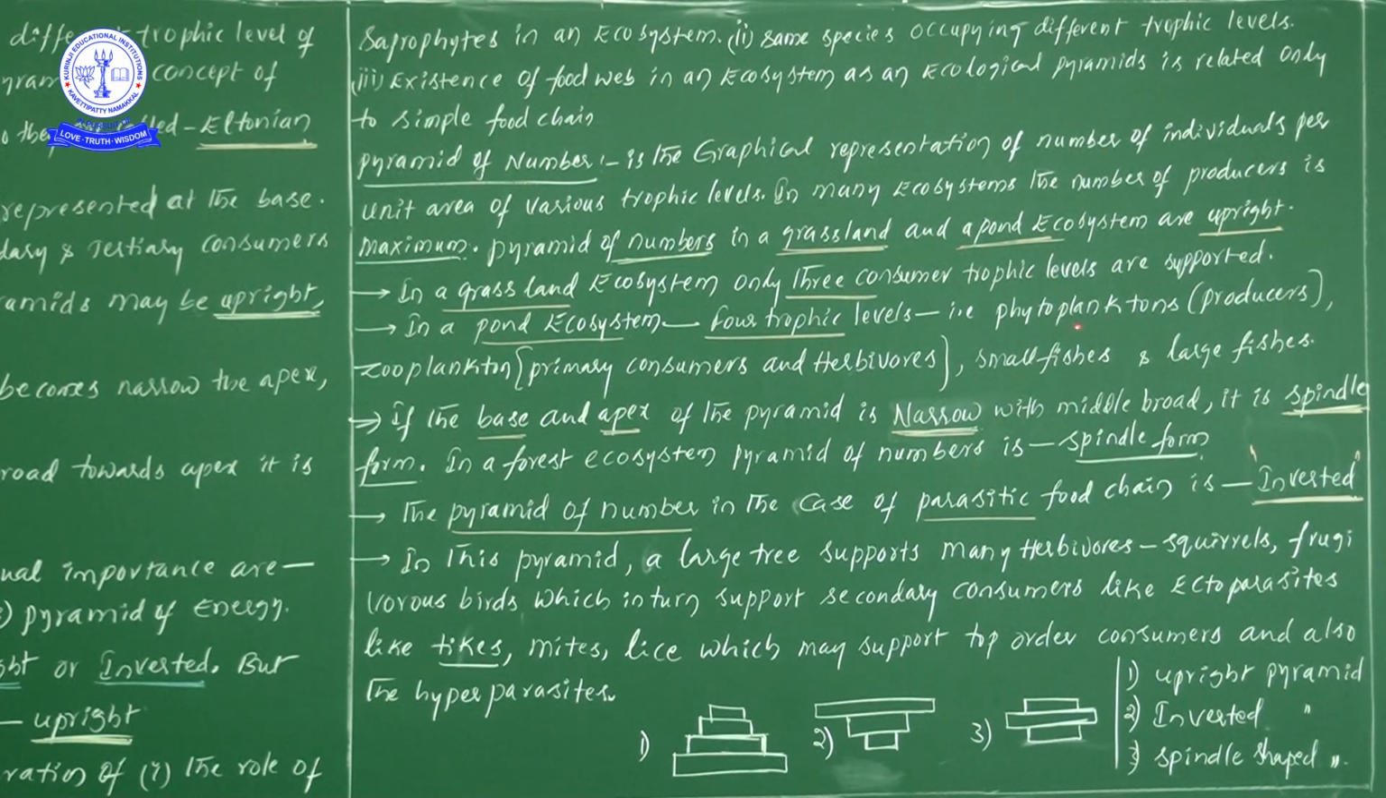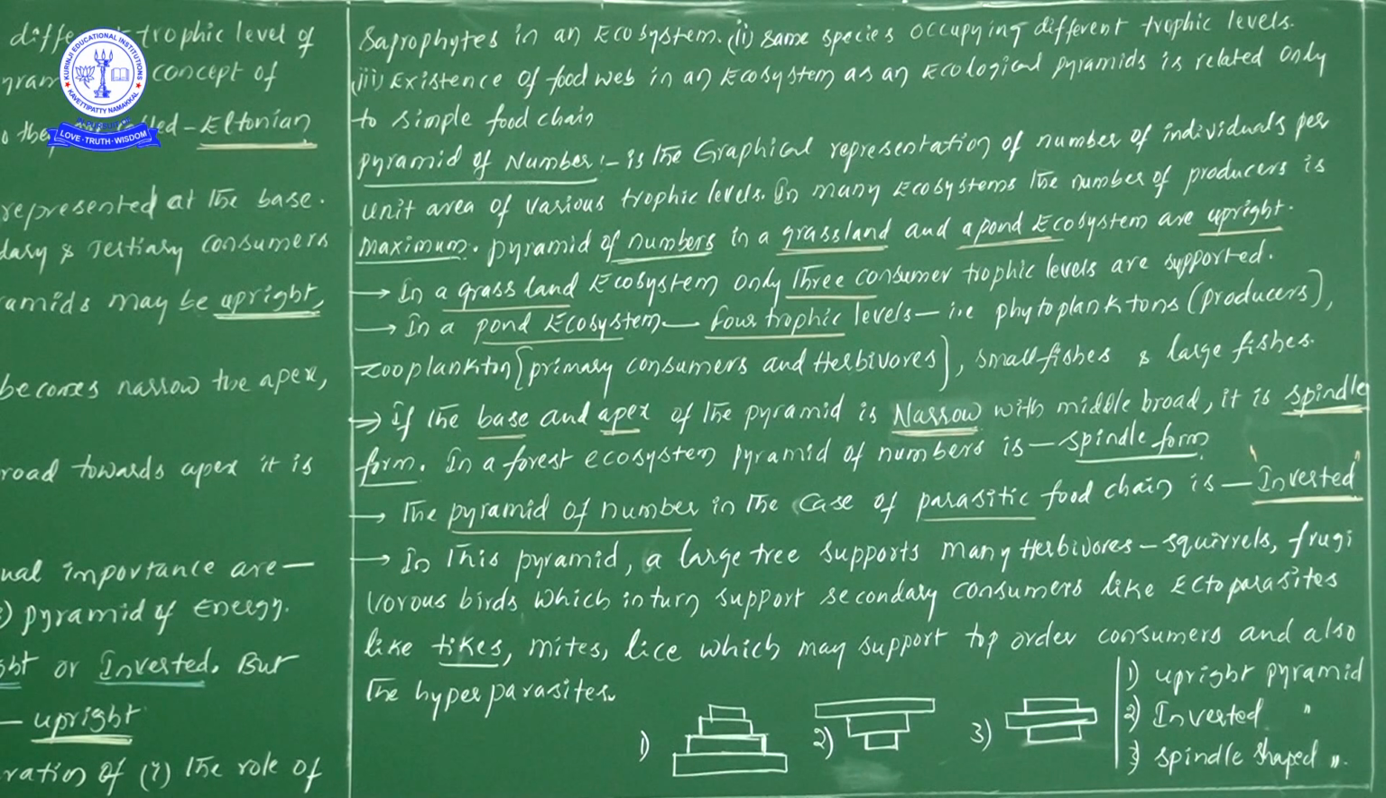4 trophic levels. What are those? In an aquatic ecosystem, phytoplanktons are the only producers. Try to save this point in your mind. Phytoplanktons are the producers. Later, the phytoplanktons' dependents, first zooplankton. That's why in brackets I have written these are all primary consumers and herbivores. Next one, 3rd trophic level small fishes and 4th trophic level large fishes.